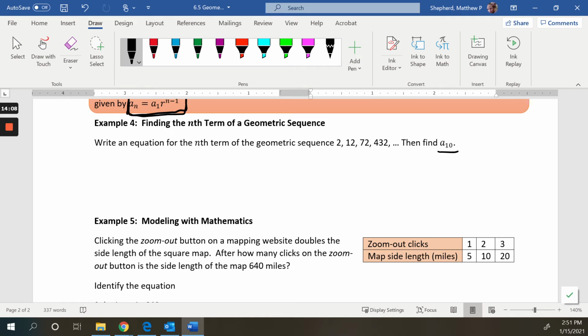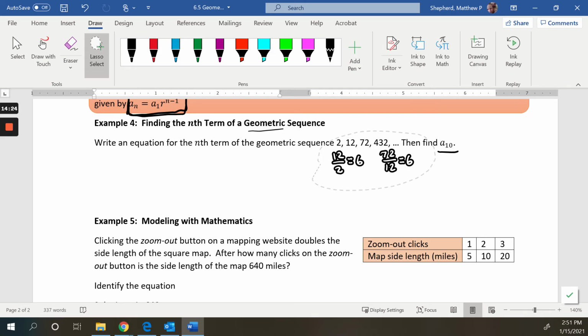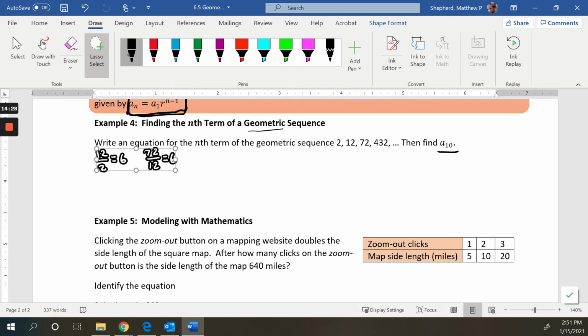So let's first figure out what is happening. We know it's geometric, so I should be able to find a common ratio. 12 over 2 is 6. 72 over 12 is 6. Great. So we now know that we are multiplying by 6 over and over. So now I'm going to go ahead and use my equation like they showed up here.